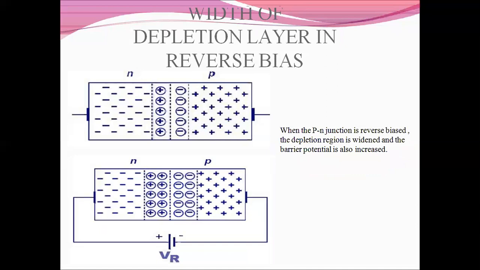Under the reverse bias condition, the P-type material is connected to the negative terminal and the N-type material is connected to the positive terminal of the electric field, and the PN junction is said to be reverse biased. Under reverse bias, the depletion region widens, that is, it increases, and the barrier potential also increases, which is seen in the second diagram.